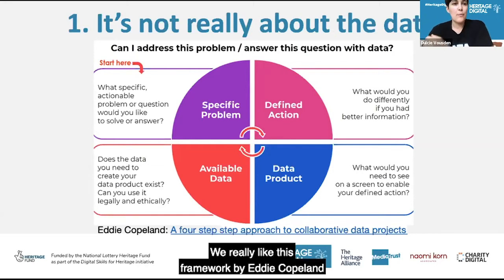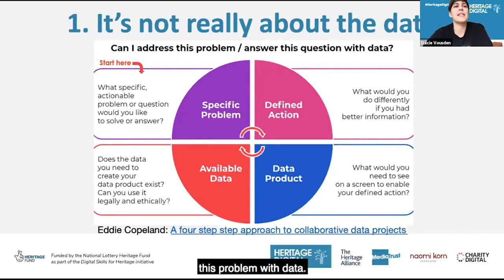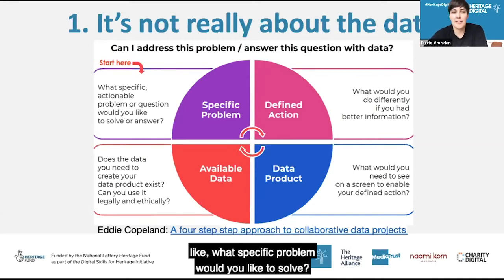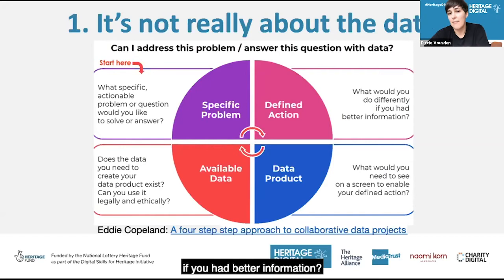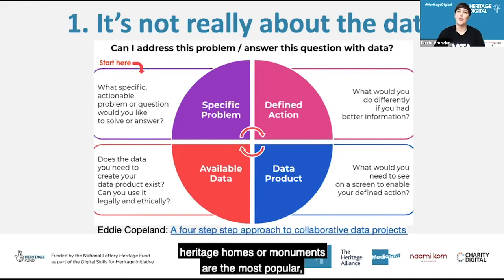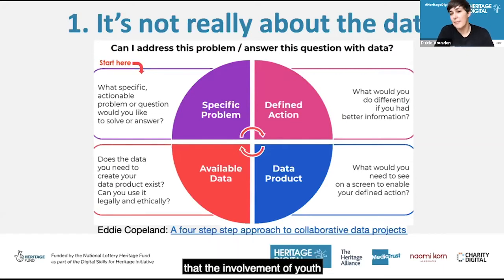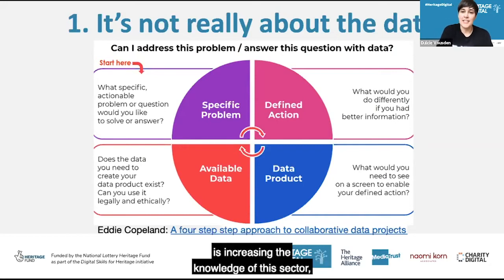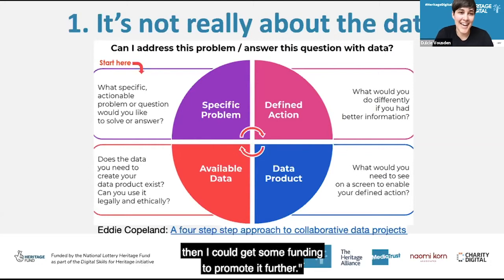So we really like this framework by Eddie Copeland for thinking about whether you can address a problem with data. This framework encourages you to think, what specific problem would you like to solve? And what would you do differently if you had better information? Perhaps you're saying to yourself, if only I could predict which of our heritage homes or monuments are the most popular, I could find volunteers to staff appropriately. Or perhaps you're saying, if only I could show that the involvement of youth in our conservation program is increasing the knowledge of this sector, then I could get some funding to promote it further.